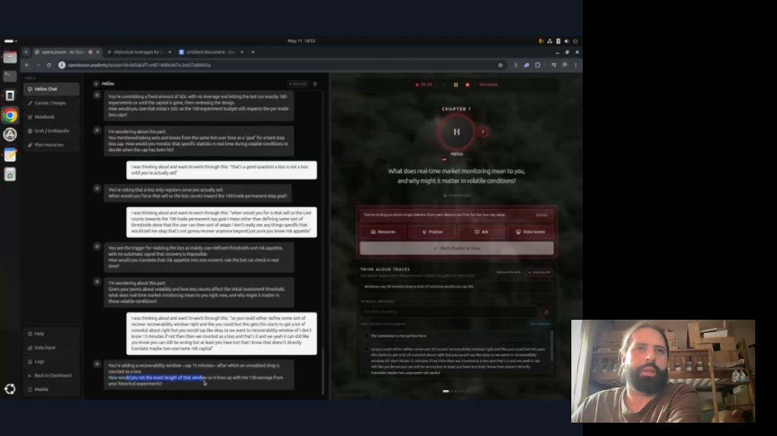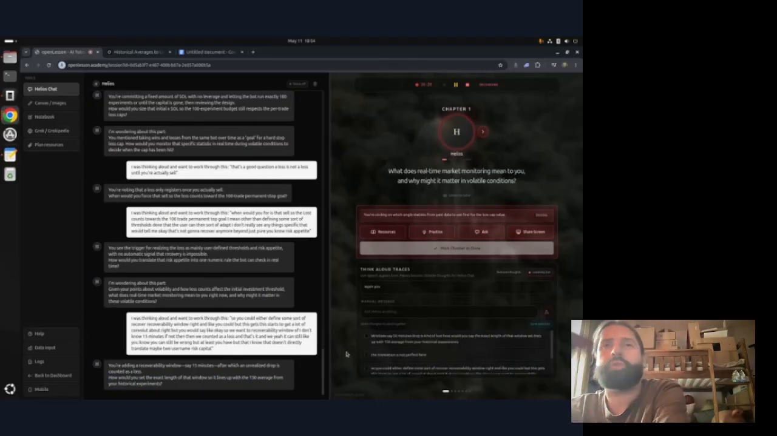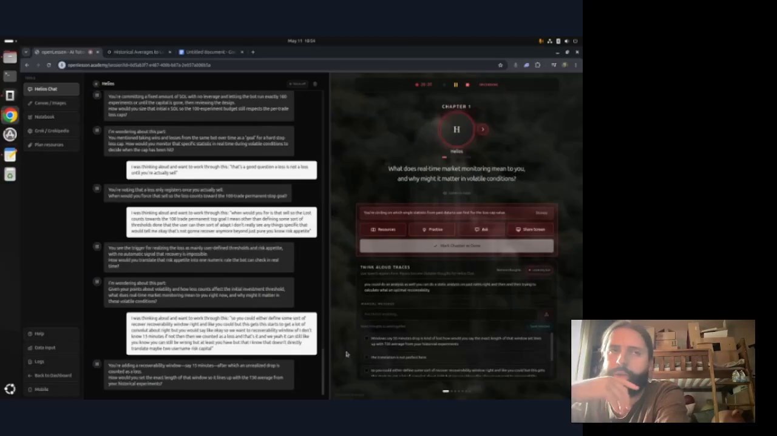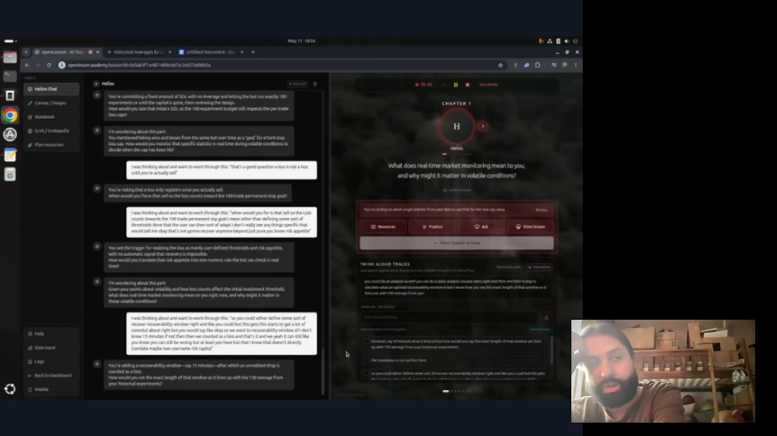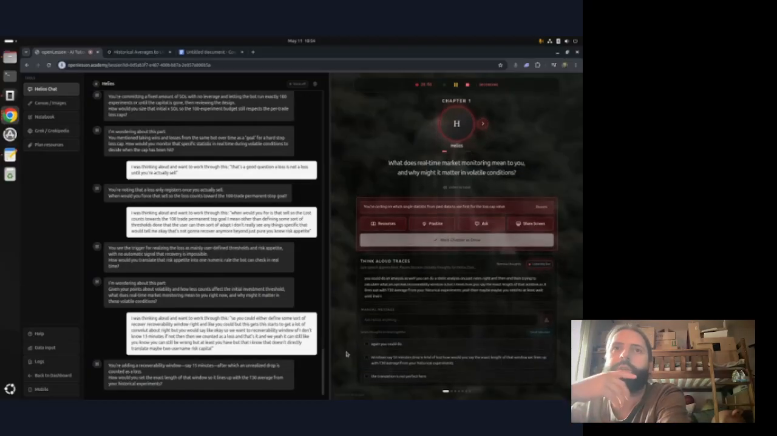How would you set the exact length of that window so it lines up with the T30 average from your historical experiments? Again, you could do an analysis as well. You could do a static analysis on past trades, right? And then try to calculate what an optimal recoverability window is. But how would you set the exact length of that window so it lines up with the T30 average from your historical experiments? Yeah, then maybe you need to at least wait until that T30, right?